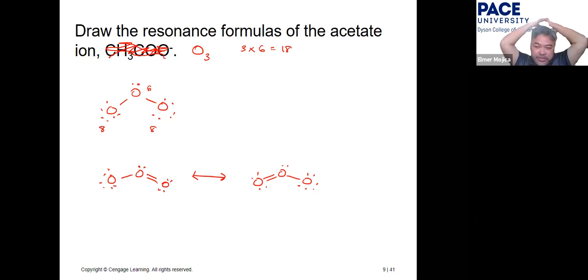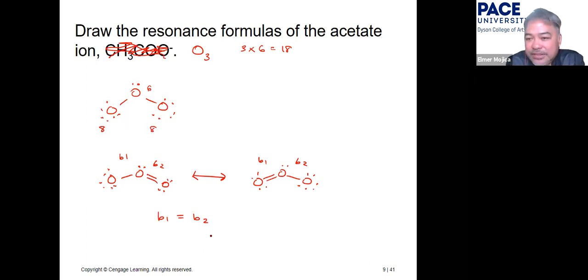Okay, the answer to that question is neither of them is the correct structure. The correct structure is the average of both of them. Why? Now, if you're going to look at this, there are 2 bonds here, right? So let's say bond 1 and bond 2. Now, experimental evidence shows that the bond length of bond 1 is equal to the bond length of bond 2. So that means the real Lewis structure is the average of these 2.